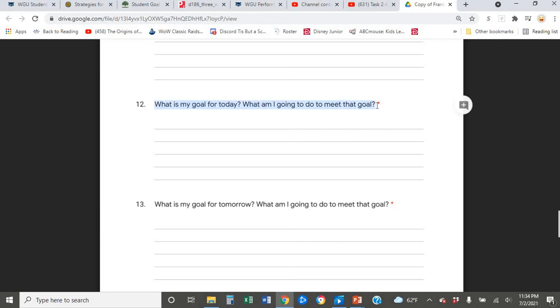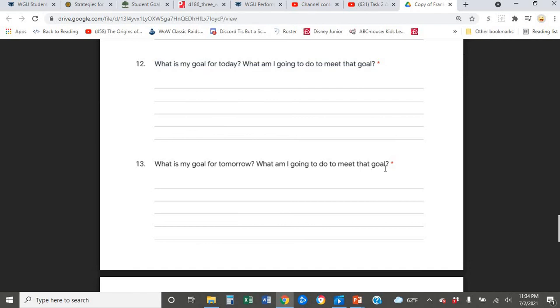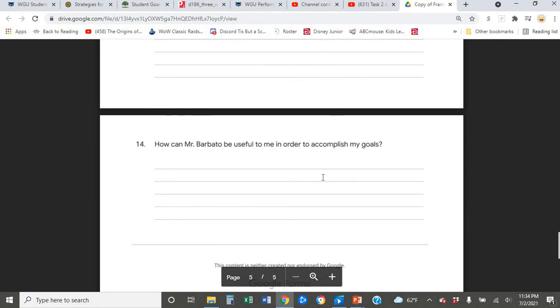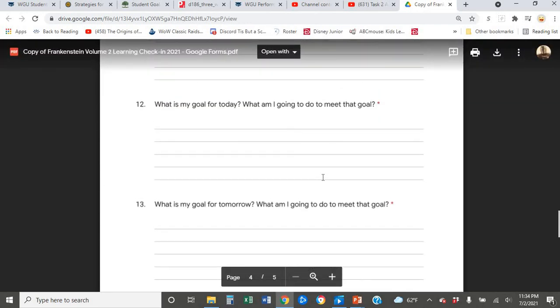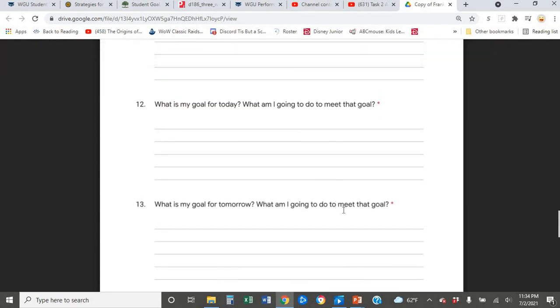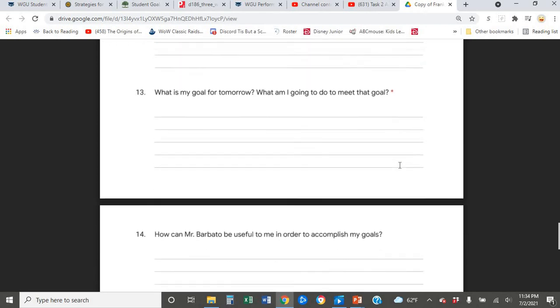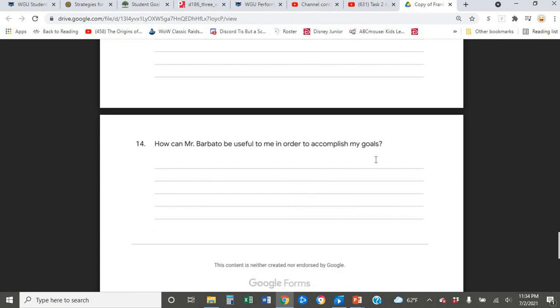What is my goal for today? What am I looking to do to meet that goal? And then subsequently, what is my goal for tomorrow? What would I like to do to meet that goal? So again, these self-efficacy questions force the students to think about their learning. Like I talked about before, learning to learn is an important part of this, and recognizing that not only is there a process involved with learning to learn, but maintaining the goals that are established in that sense will help them become better thinkers and more efficient readers.